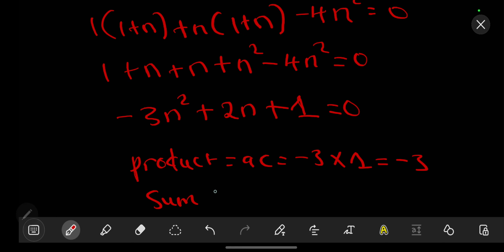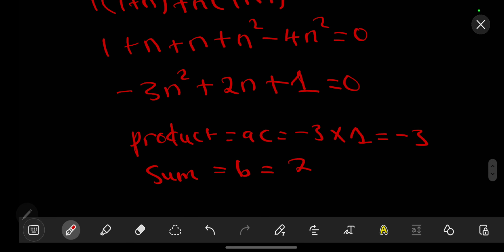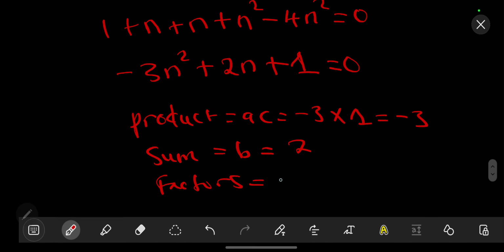Our sum, which should be equal to B, is equal to 2. So then our factors are two numbers which, when we add them, give us 2, and when we multiply them, give us the product, which is our negative 3. In this case, it will be positive 3 and negative 1.